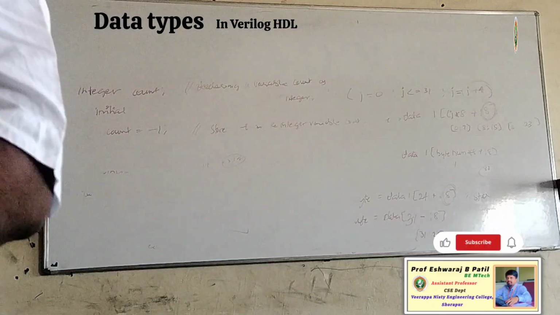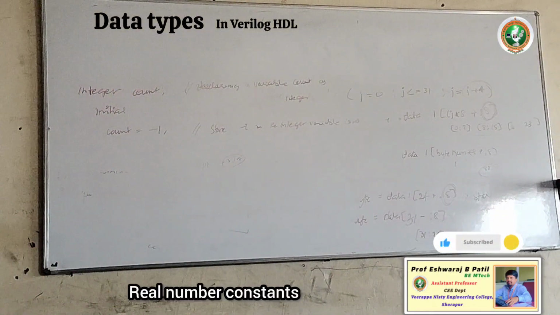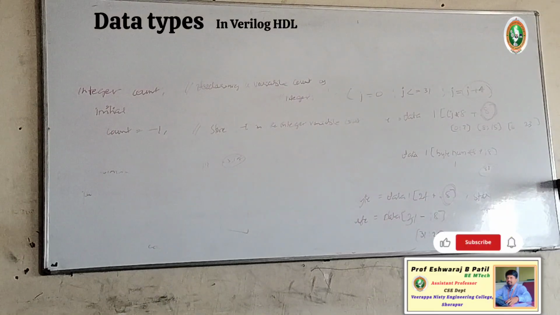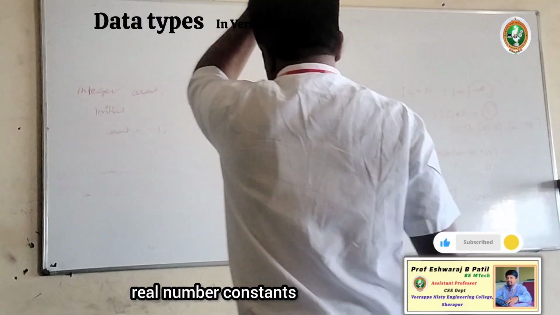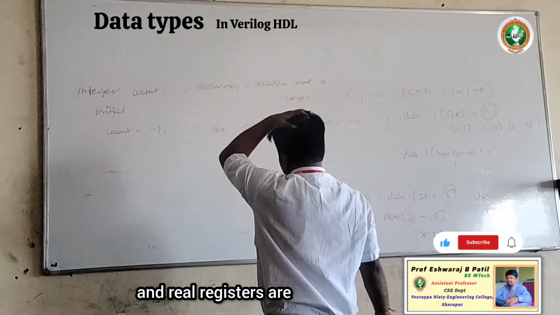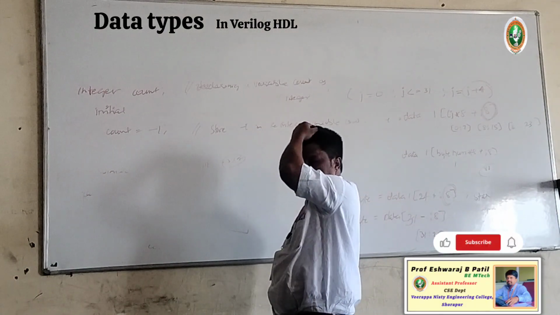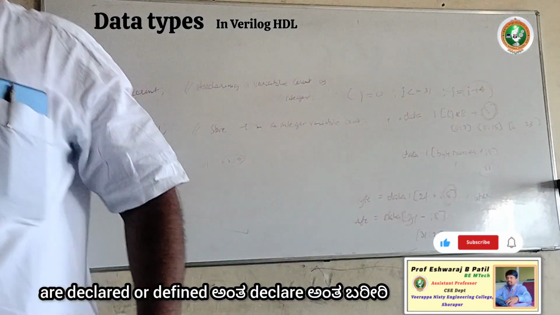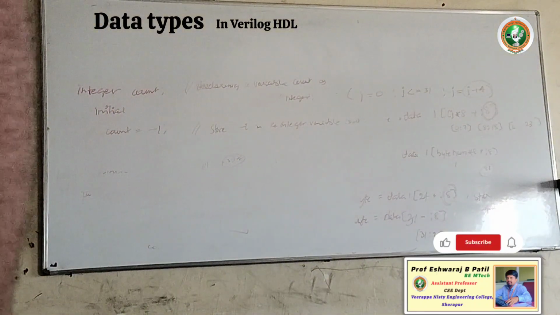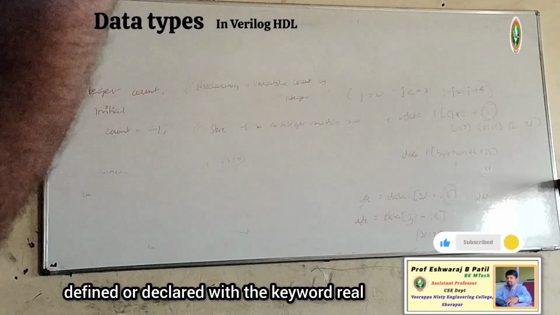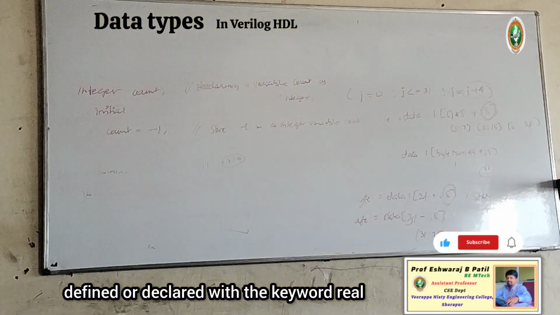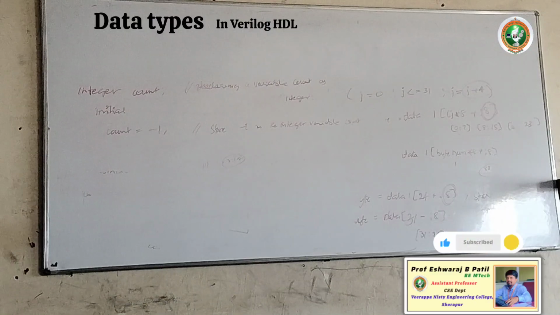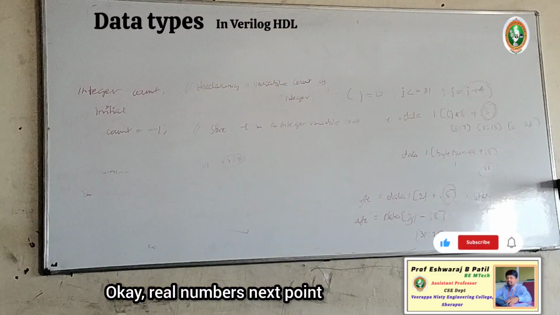Real number constants and real registers. Real number constants and real registers data types are declared with the keyword real. When real is written, it can be constants, or numbers, or register values. Okay, real numbers.